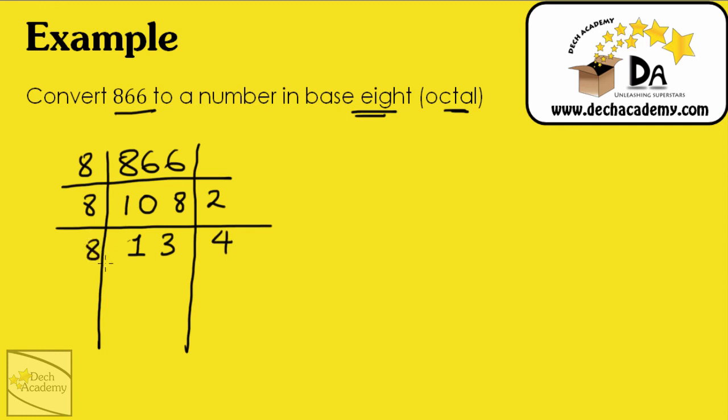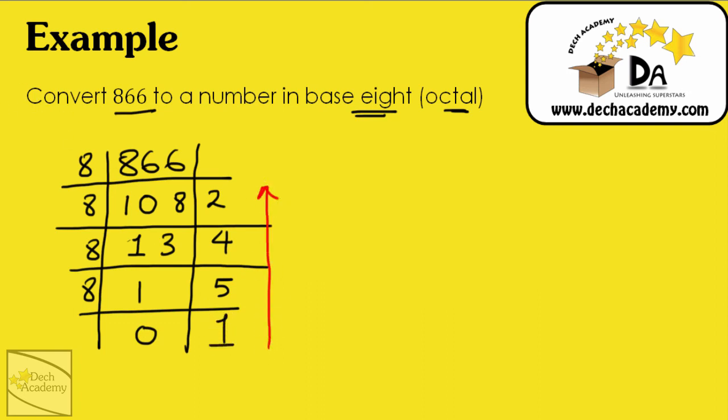And then 13 divided by 8, that's 1, remainder 5. And then 1 divided by 8, that's 0, remainder 1. So we can stop and read off the number we've just obtained. And that just means that 866, which is a number in base 10, is equivalent to 1542 in base 8. And that's all. So it's very easy to convert from a number in a certain base to a number in base 10, and it's easy to convert from a number in base 10 to a number in any other base.